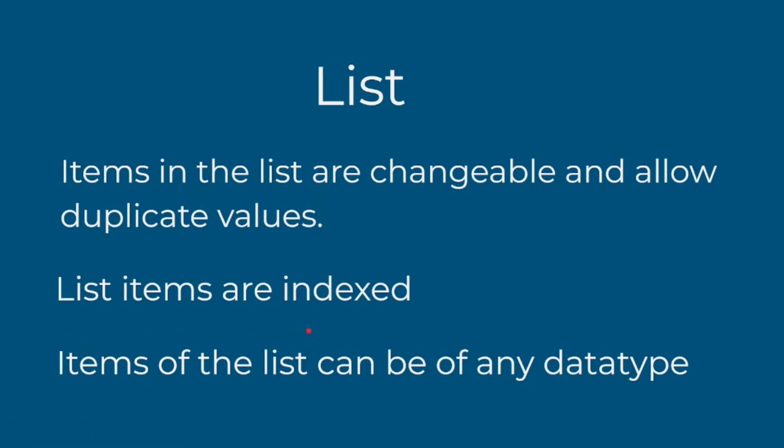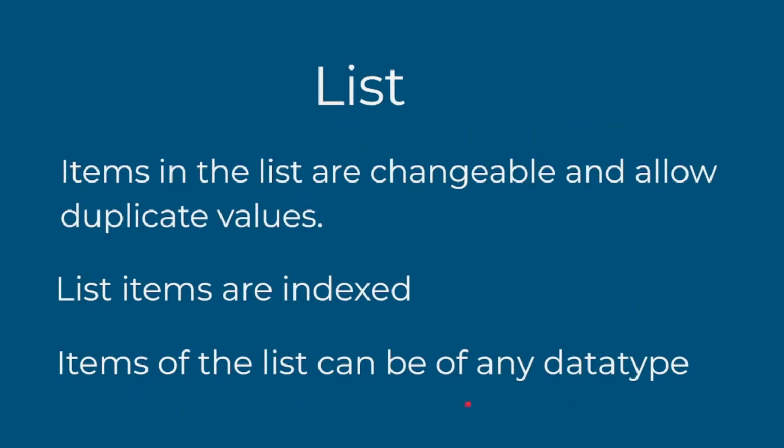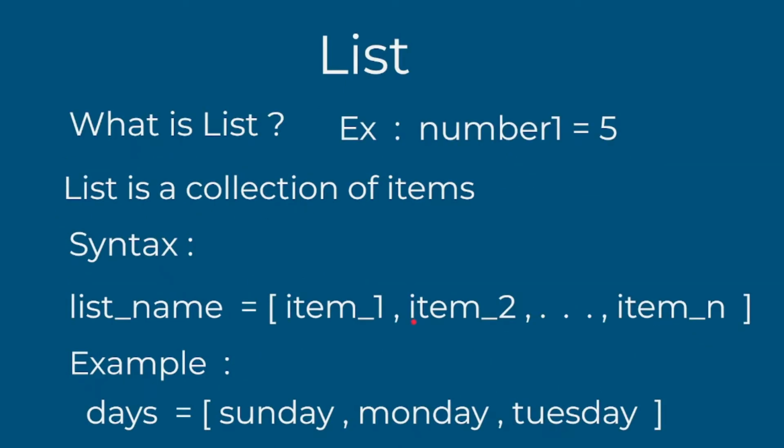List items are indexed. Here, the index of the first item, Sunday, is 0. The index of the second item, Monday, is 1. The index of the third item, Tuesday, is 2, and so on. Items of the list can be of any data type. That is, the items in the list, item1, item2, item n, can be of data type string or integer, or even another list can be an item of a list.